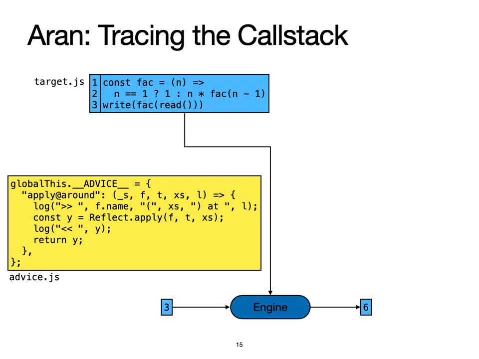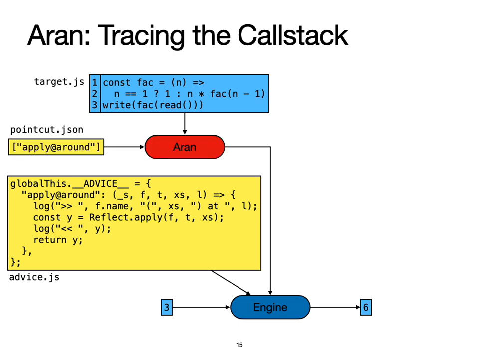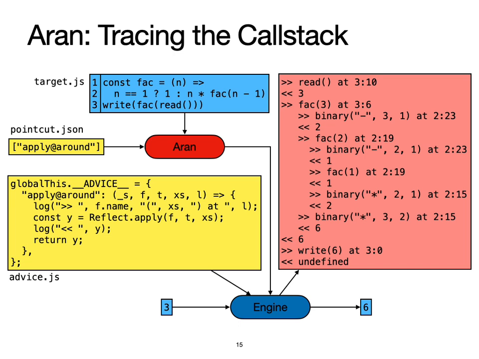Now, consider this baseline execution of the factorial function. To conduct the analysis, we tell Aran that we are interested in function applications. This results in a trace of the call stack. It precisely describes how the output 6 was computed.